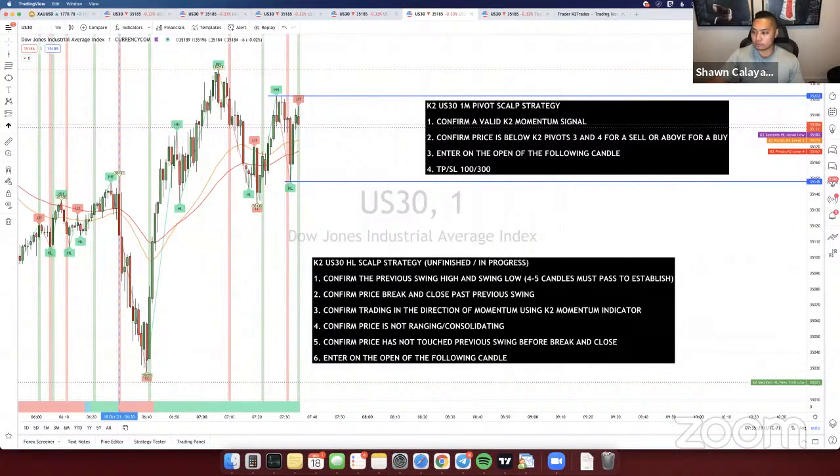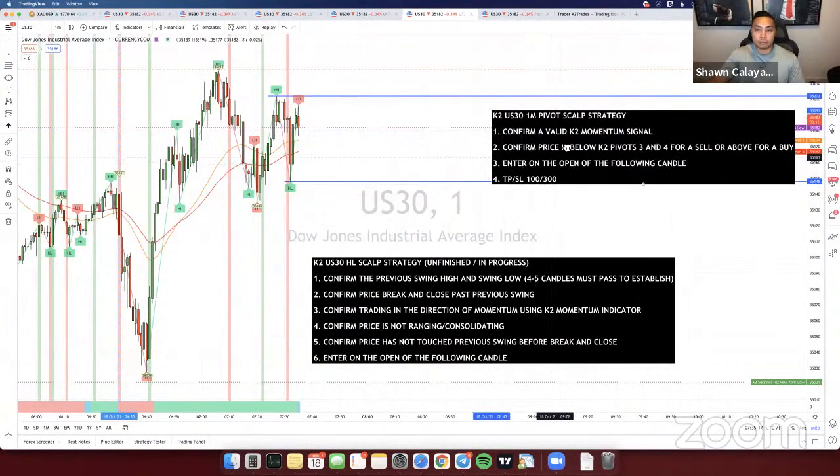Lisa's asking, does anyone use order blocks with these strategies? We were using them at some point in the past, Lisa. I was developing an order blocks indicator, but I stopped working on it because it's hard to create an indicator that finds order blocks accurately, since it's very subjective. So I personally don't use order blocks.